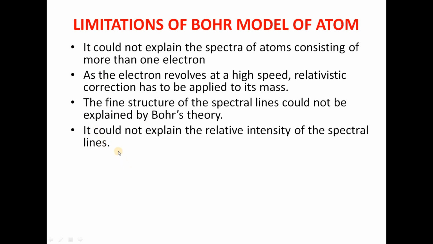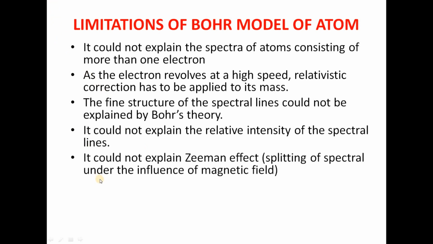Now we will see the next limitation. It could not explain the relative intensity of the spectral lines. While Bohr's model correctly predicts the frequencies of the light emitted by hydrogenic atoms, the model is unable to explain the relative intensities of the frequencies in the spectrum. In the emission spectrum of hydrogen, some of the visible frequencies have weak intensity, others strong. Experimental observations depict that some transitions are more favored than others. Bohr's model is unable to account for the intensity variation.